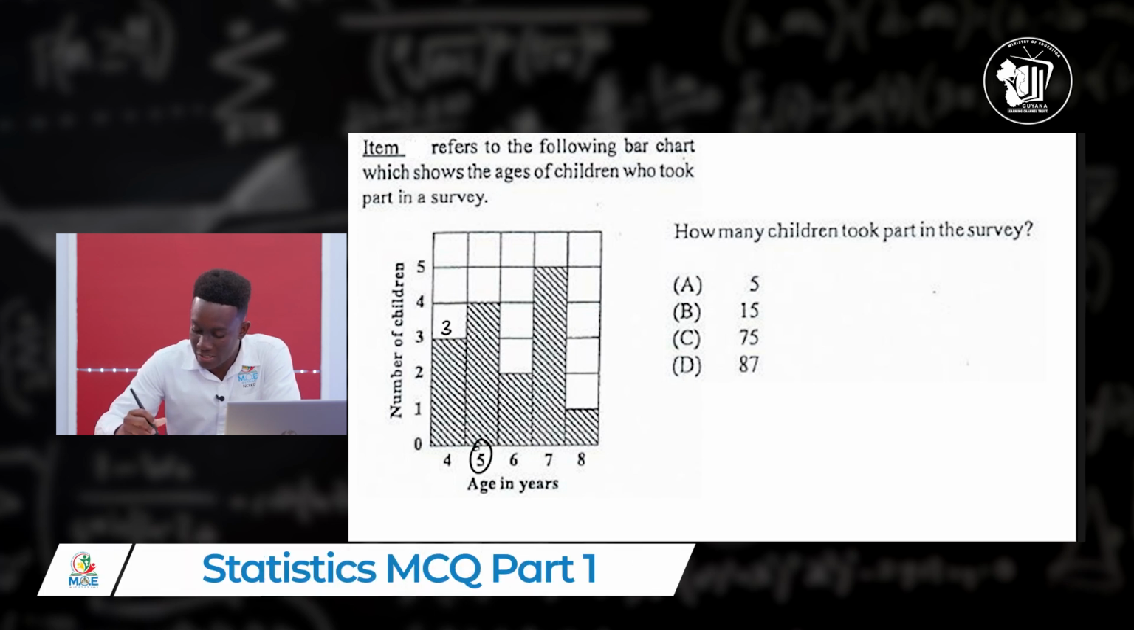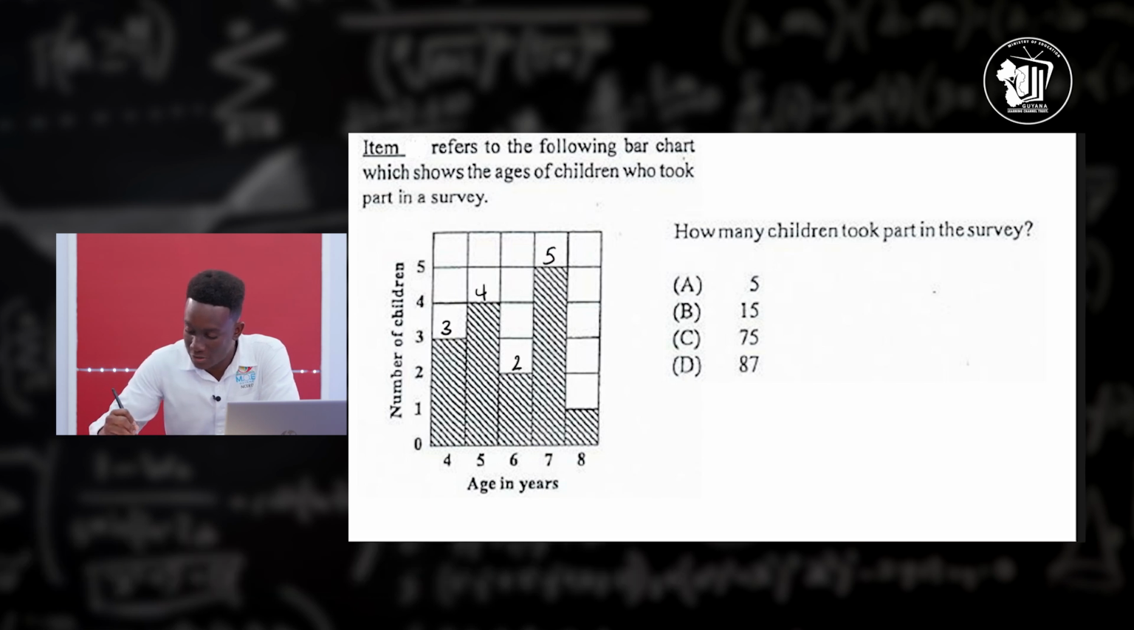For age 5, we had 4 students. For age 6, we had 2 students. For age 7, we had 5 students. And for age 8, we had 1 student. So to find the total number of students in the survey, it will be 3 plus 4 is 7. 7 plus 2 would be 9. 9 plus 5 would be 14. 14 and 1 would be 15. So the answer here is 15, which is simply B.